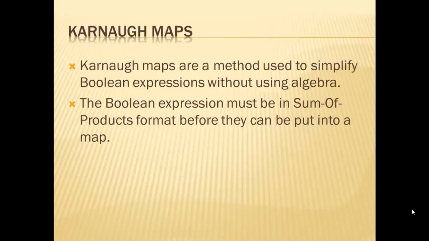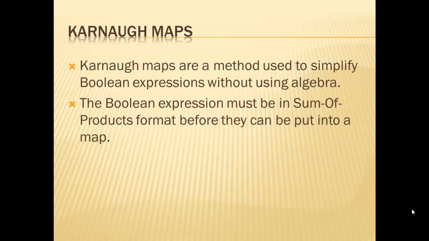This is the last section on simplification, called Karnaugh Maps. Karnaugh Maps are another way to simplify a Boolean expression without having to use algebra. It's a good crutch sometimes to use Karnaugh Maps when you don't want to do Boolean algebra to simplify. You should be able to do both ways though, because sometimes Karnaugh Maps won't work.